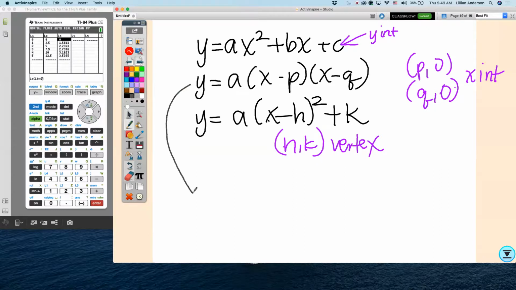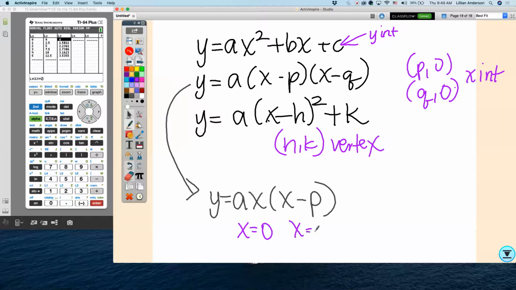A little addendum to this one. This is also one that I remember you guys having difficulty with. This is still factored form. Here, it's just that one of your x-intercepts is already zero. The other one is going to be p, okay? These are the type where it crosses at the origin and then crosses somewhere else. So this would be zero, and then this would be p, okay? I remember y'all missing those back in the day.